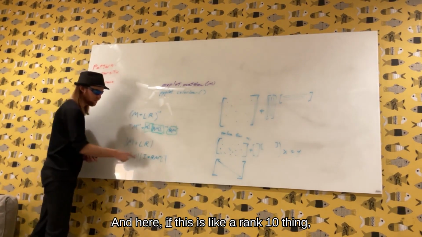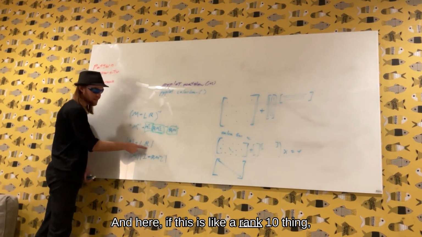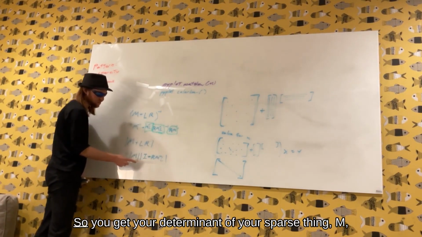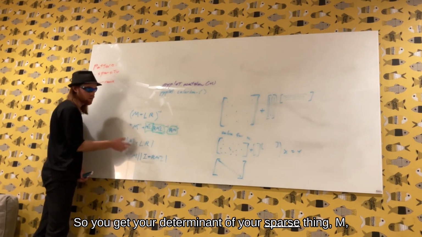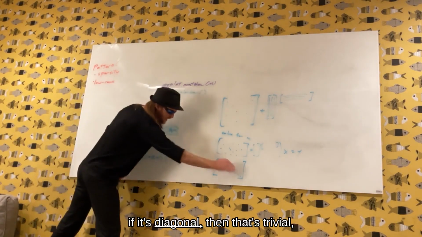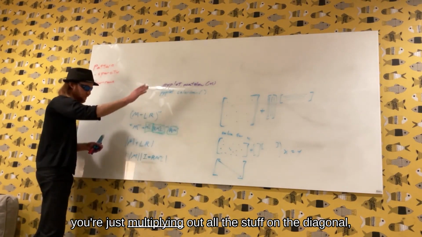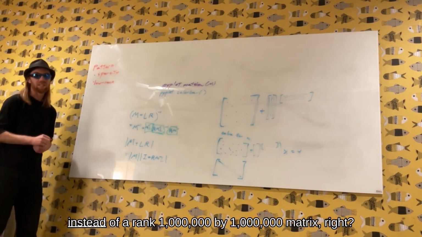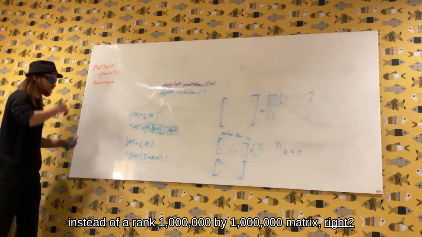And here, if this is a rank 10 thing, then this guy is going to be a 10 by 10 matrix, right? So you get your determinant of your sparse thing, M. If it's diagonal, then that's trivial. You're just multiplying out all the stuff on the diagonal. And then you've got this rank 10 matrix to take the determinant of instead of a million by a million matrix, right?